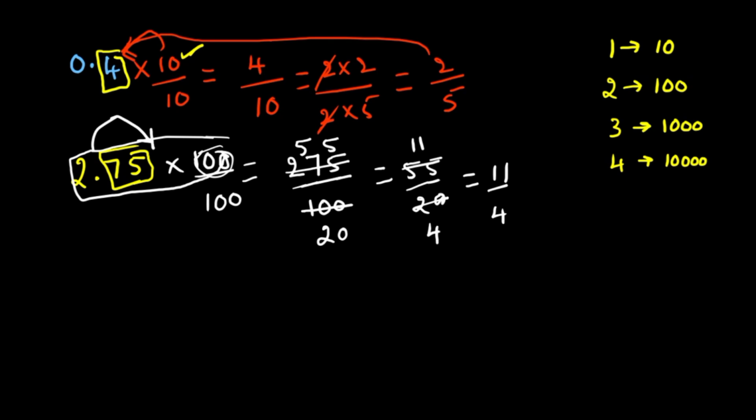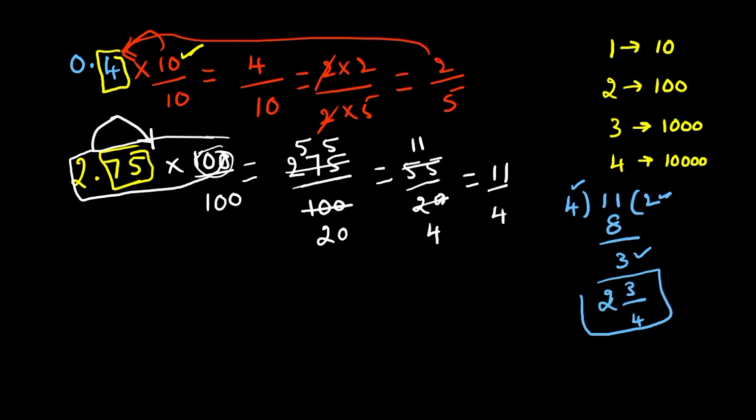That means it is in fraction form. Actually this 11 by 4 is an improper fraction. If you want to convert it into a mixed fraction, you can do it. How we can convert it into a mixed fraction, you already know very well. We have to divide by 4. So 4 twos are 8, 3 is the remainder. So we write this as 2 3 by 4. So this is the mixed fraction answer of 2.75.